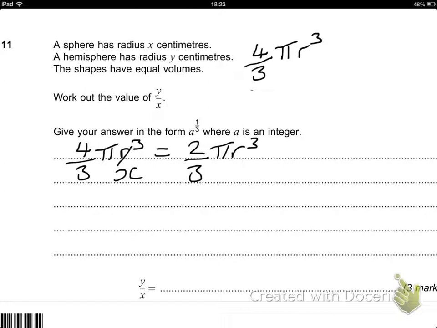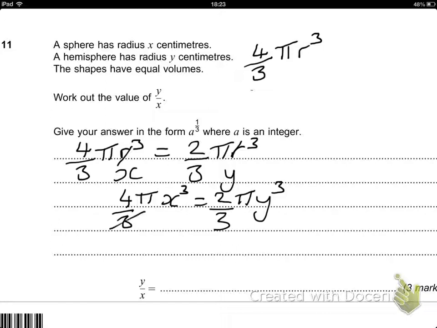And it tells you that the hemisphere had a radius of y, so that should have been a y instead of an r. So if you substitute those in, you get 4/3 pi x cubed on one side, and you get 2/3 pi y cubed on the right hand side. If you then cancel both sides because they're divided by 3, you can cancel those. If you cancel the pi's as well, you are left with 4x cubed on the left hand side and 2y cubed on the right hand side.